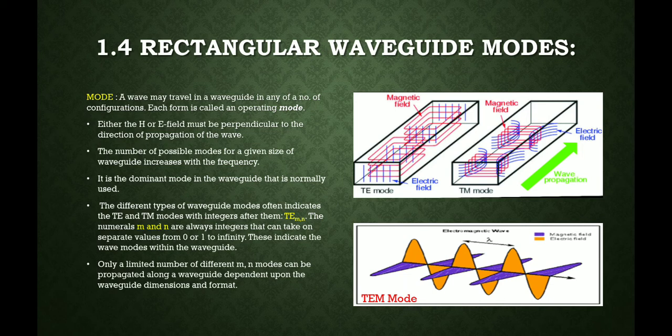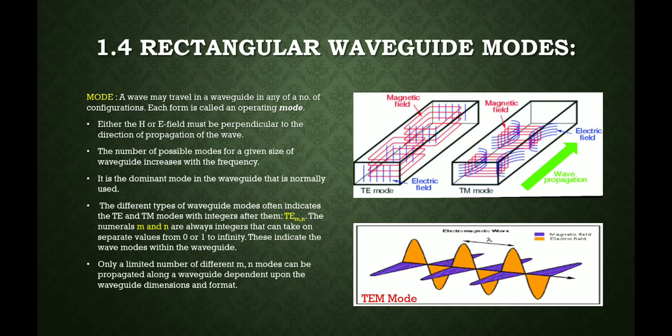There are a number of possible modes for the given size of the waveguide, which increases with the frequency. It is the dominant mode in the waveguide that is normally used. The different types of waveguide modes often indicate the transverse electric and transverse magnetic modes with the integers after them, TE MN, TM MN. The M and N are always integers that can take on separate values from 0 or 1 to infinity.